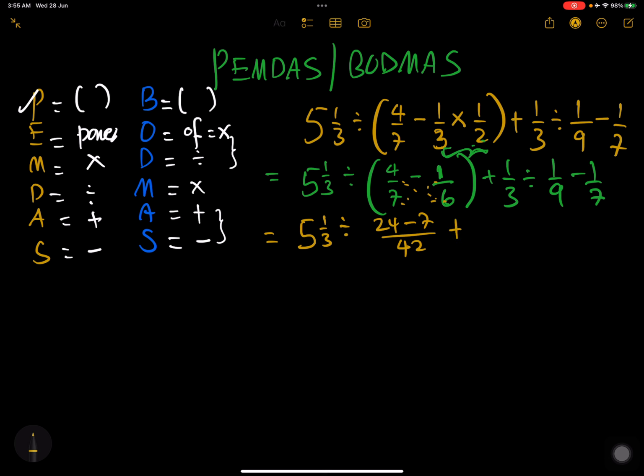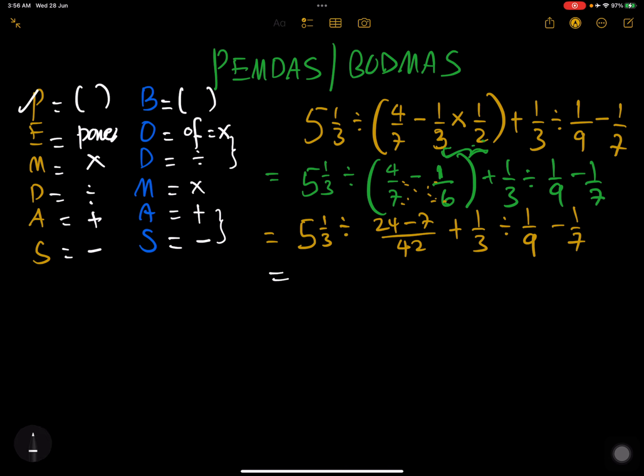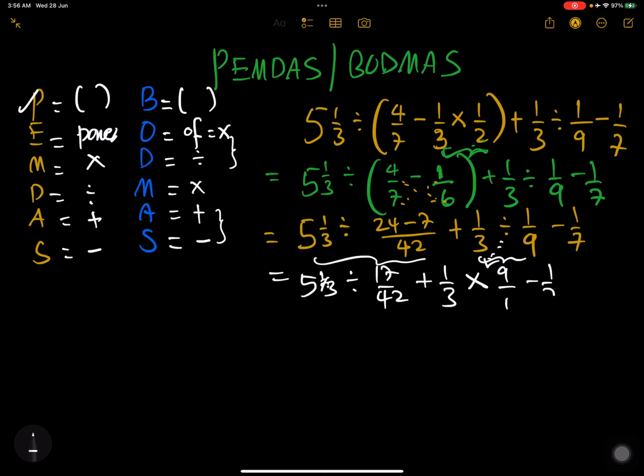And now we're having our plus 1 over 3 divided by 1 over 9 minus 1 over 7. The next thing is to do the division. There's one division here, and there's another division here, so it's up to us what we want to do. We're going to get 5 whole number 1 over 3, divided by this, and 24 minus 7 is 17 over 42. Then we're going to have plus 1 over 3. And we change the sign to multiplication, and then 9 goes up, 1 comes down, minus 1 over 7.